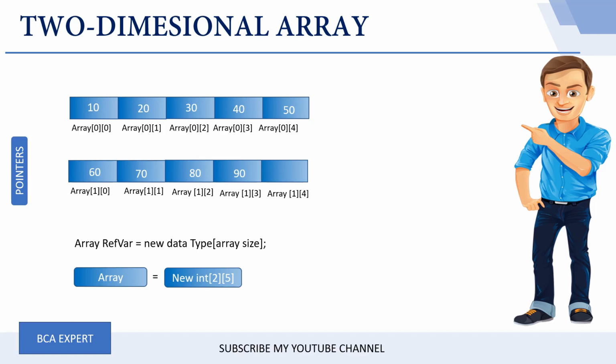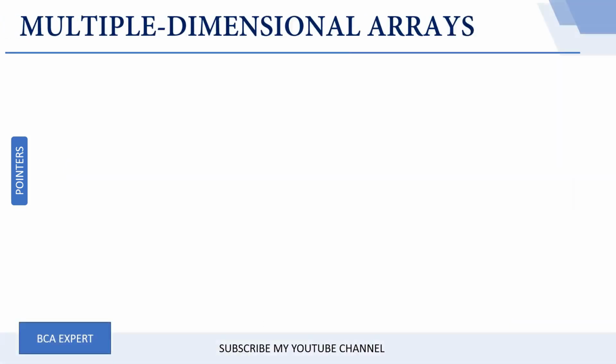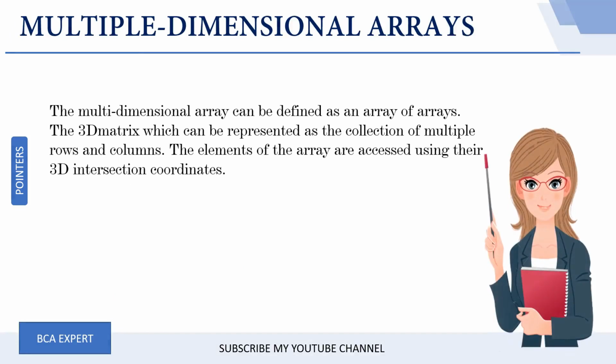Now, let us move on to the next topic, the multi-dimensional array. A multi-dimensional array is completely similar to the two-dimensional array. The only thing is that another dimension is added to the array. That is, it might be 3D or even a multiple-dimensional array, and can be defined as an array of arrays. A 3D array is organized as a 3D matrix, which can be represented as a collection of multiple rows and multiple columns. The elements of the array are accessed using 3D intersection coordinates.